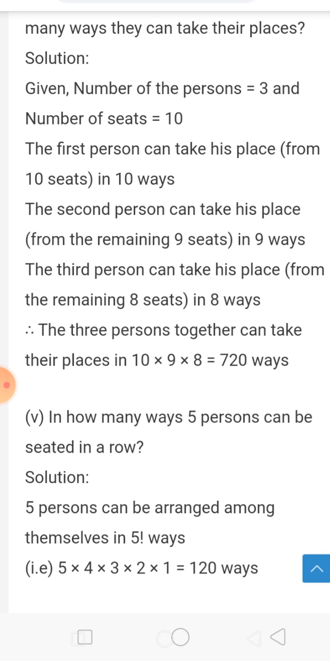Then the third person coming to the bench, how many seats are there? Just 3 left, so 3 possible ways. Then 2 left, 2 possible ways, then 1 left. So 5 into 4 into 3 into 2 into 1. How many ways? 120 ways.